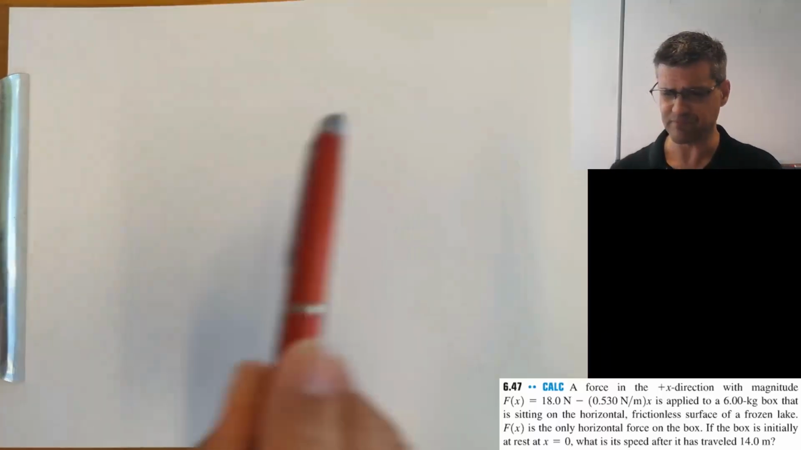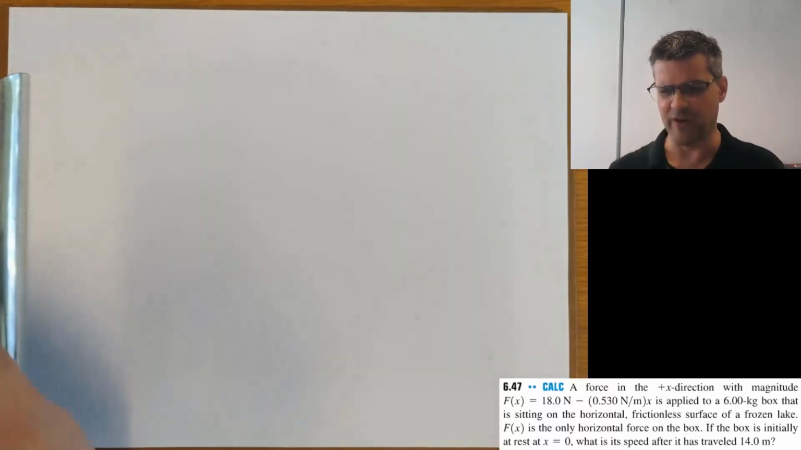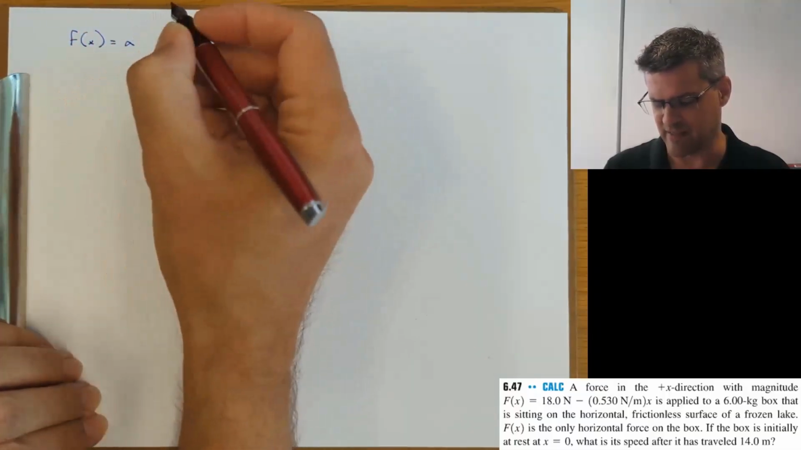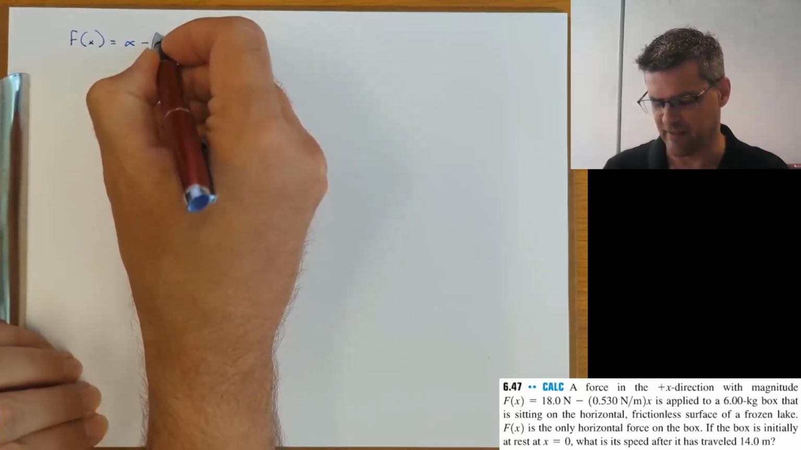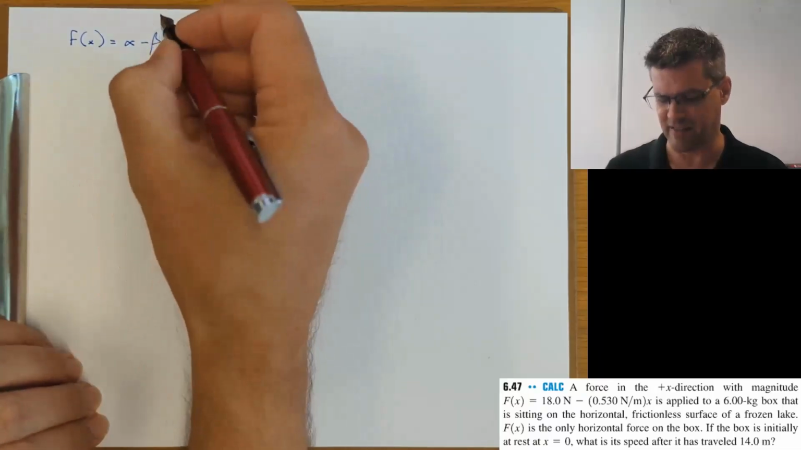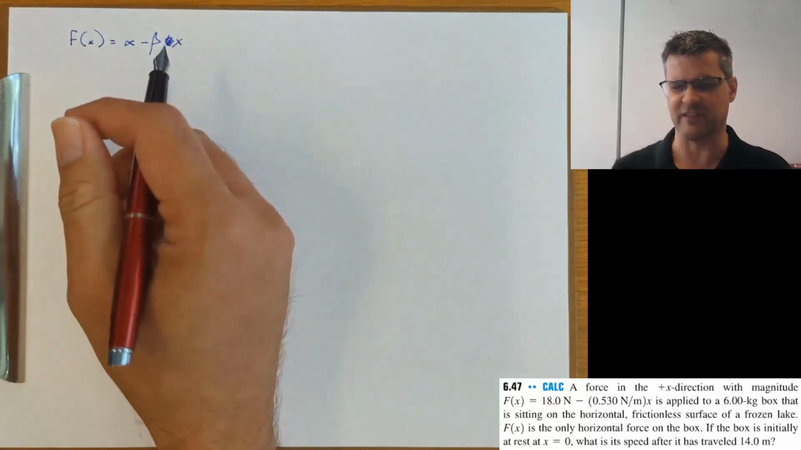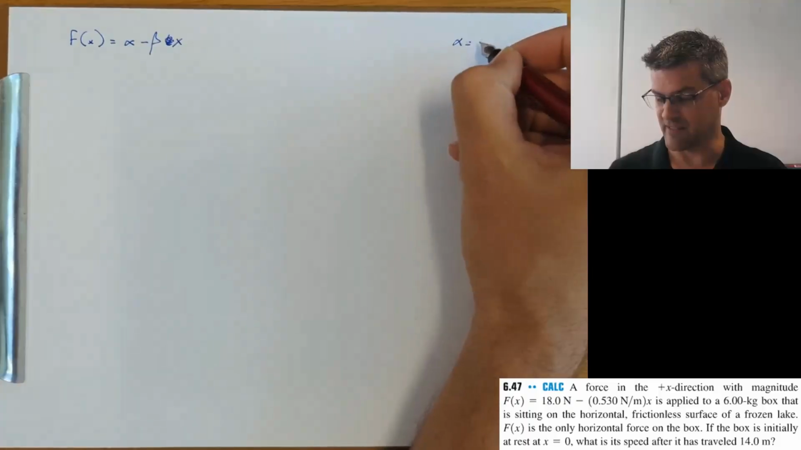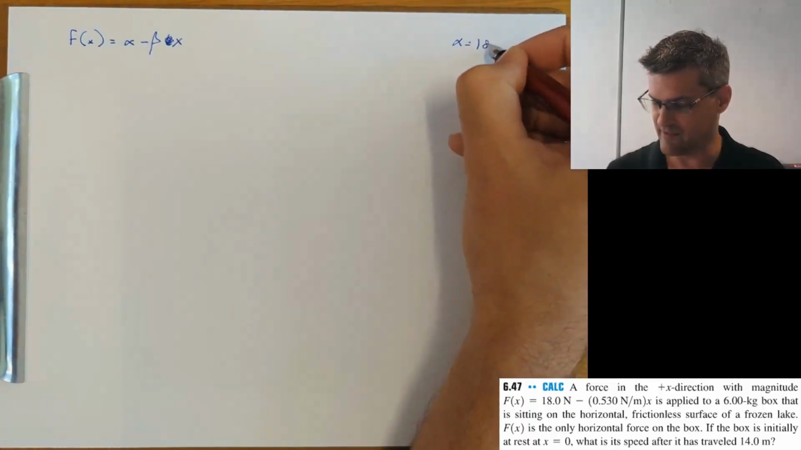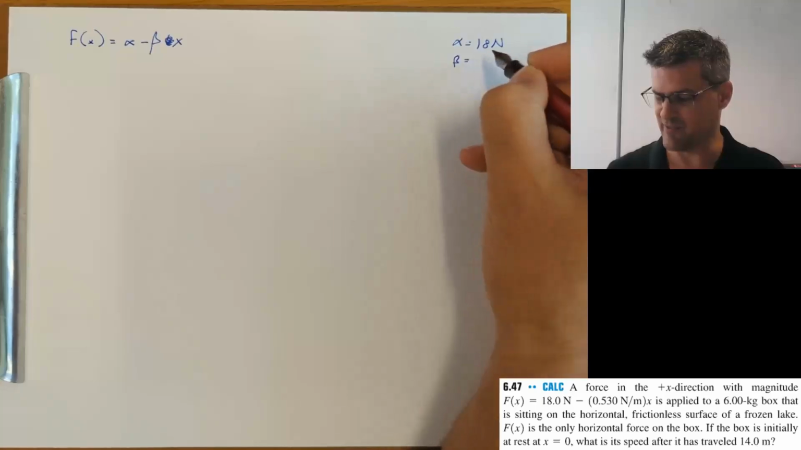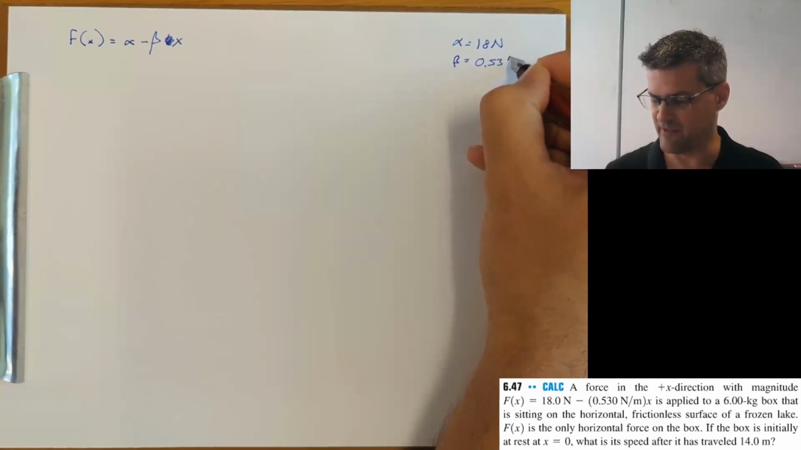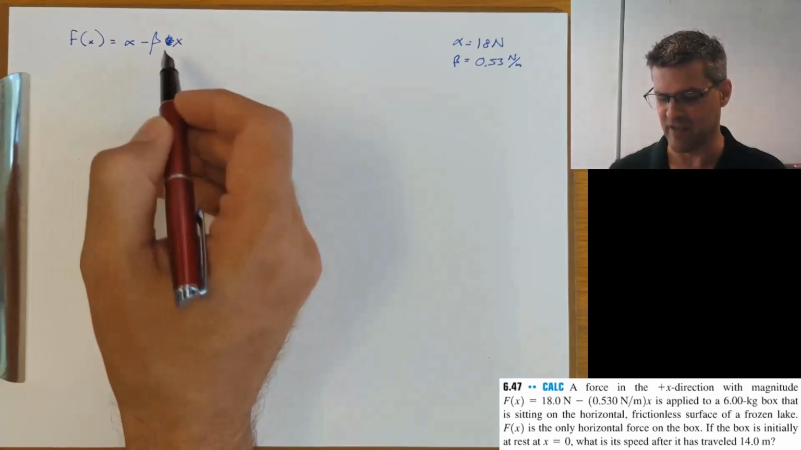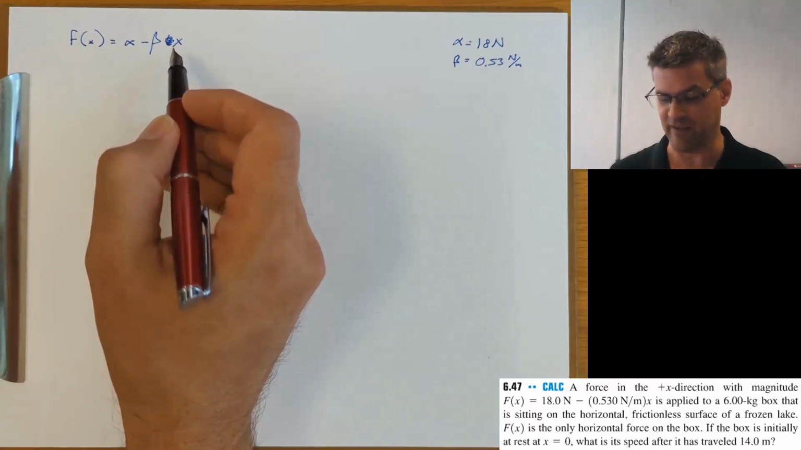So if I was looking at this problem, what I see is some force as a function of position. That's some constant, maybe we can call that alpha, minus some other constant, beta, times, not t, x in this particular position. So alpha is just some number. In this case, what is it, 18 newtons? Beta is just some number, 0.53 newtons per meter. And we see that the units are going to work out, that the force is always going to be in newtons. But the force is different at every value of x.